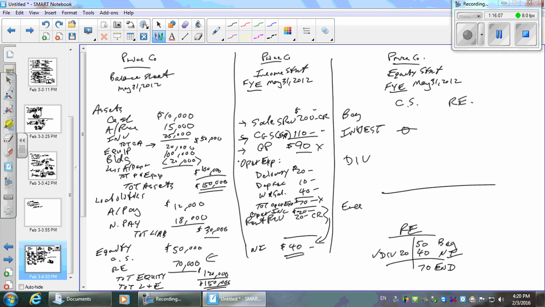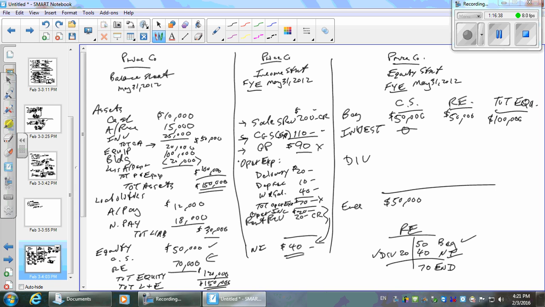What do we start with in common stock? 50. So what do we end up with in common stock? 50. This is going to be easy, isn't it? All right, retained earnings. What's the beginning? 50. What's the total equity at the beginning then? What do you think the total equity is? 50 plus 50, it was 100, wasn't it? We have no additional contributed capital.